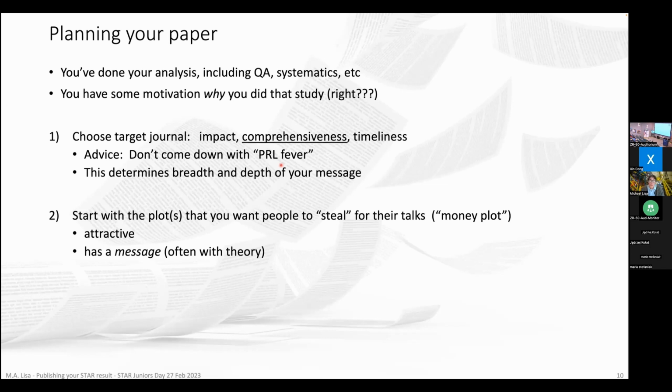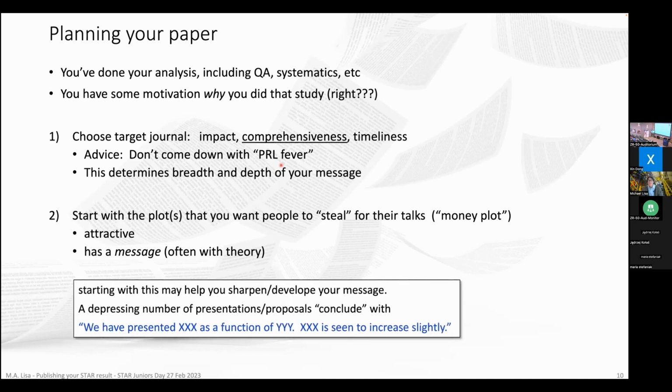I'll admit that I am not always successful at these things, but Joey, for example, has been, and Xiaoyu has some gorgeous ones. Make it attractive so that people will steal it, and make it have a message naturally. A lot of times that means you'll put your data on there as well as systematics from other experiments, theory lines and so forth. That's where you get your message. In fact, starting with the money plot is often a good way to make sure that you actually have a message.